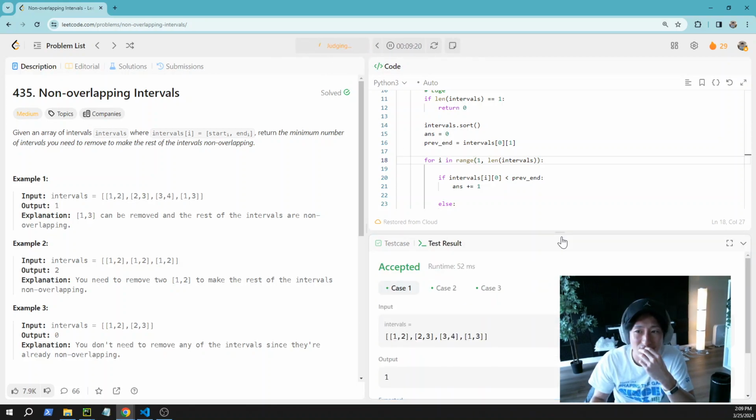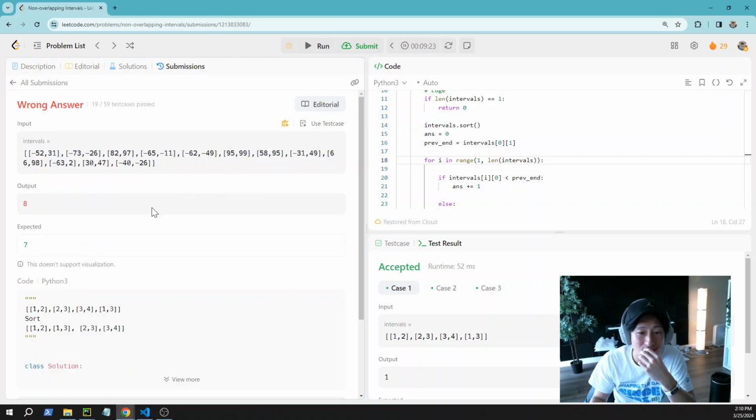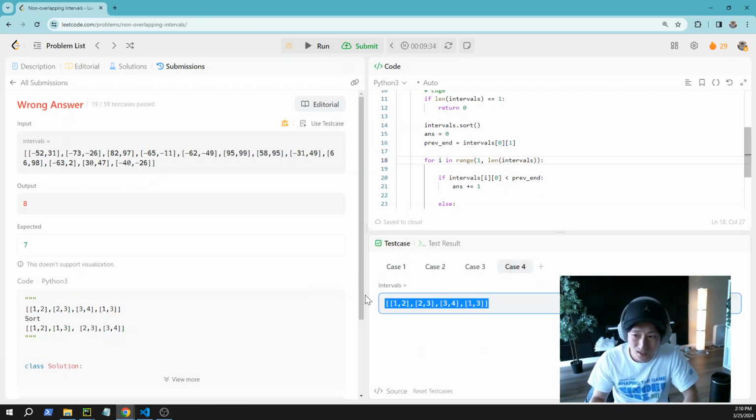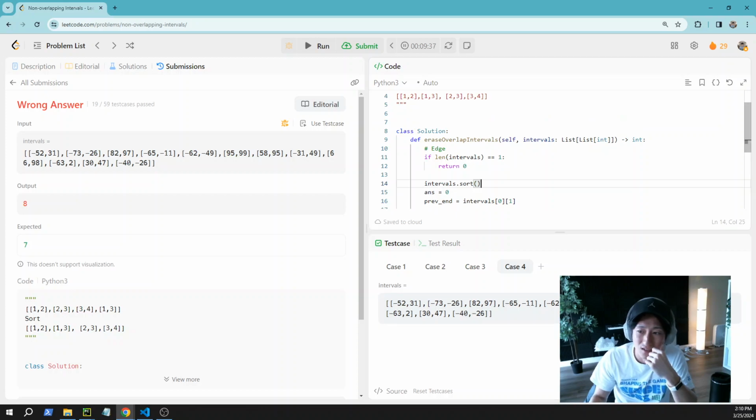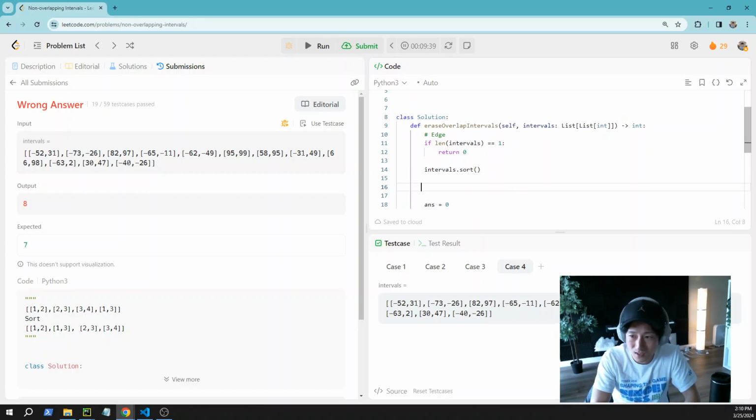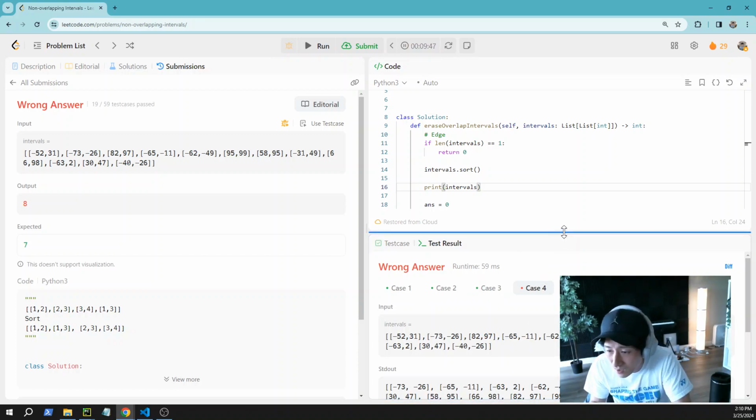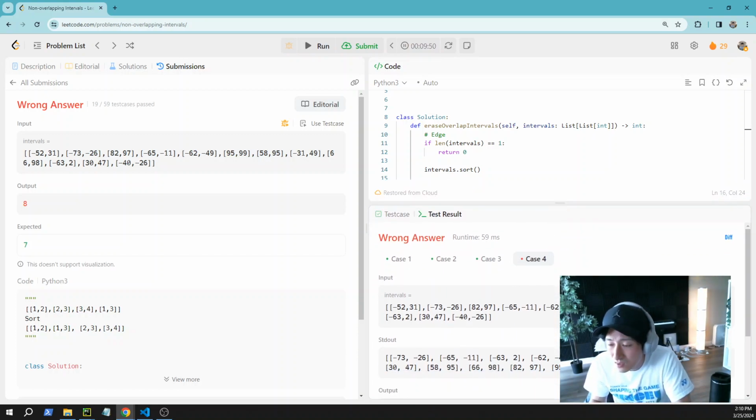Oops, what happened? This is hard to know what's happening, so I'm gonna actually copy this test case here, and what I want to see is what happened after solving. Intervals, what happened to it? And what happened was, so I need to remove 7, but I said 8.